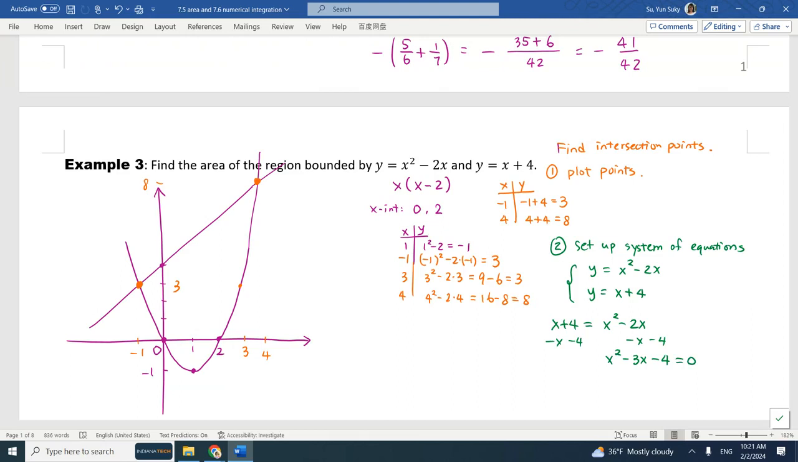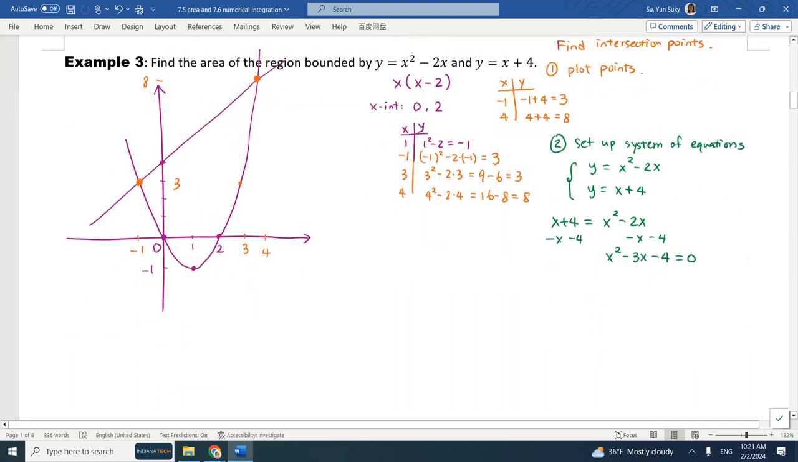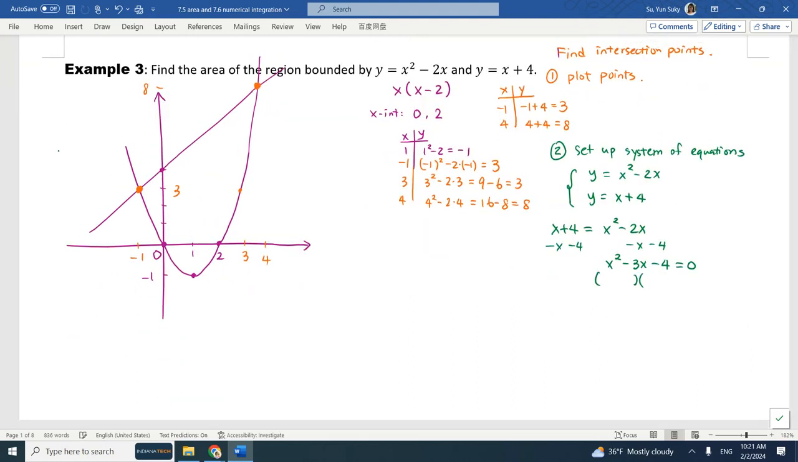So far, so good. And now, what do we do? Okay, we can factor them. That's x, that's x. What do we put right here? Yes, minus 4 plus 1. So x minus 4 is 0, or x plus 1 is 0. X is what? 4, or x is negative 1.